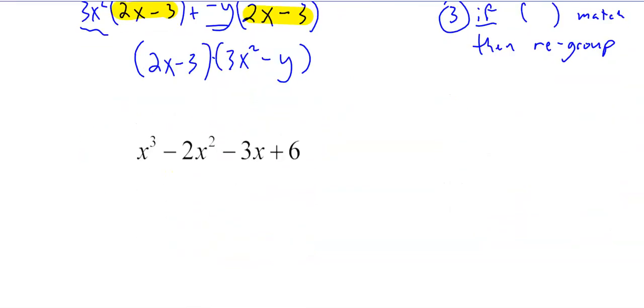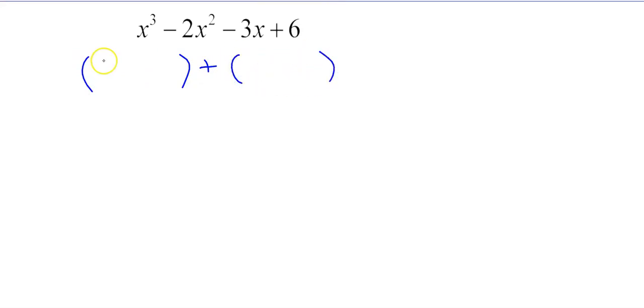You might have done this before. I'm kind of hoping you might have. So let's try again just to make sure you know what you're doing. First step, start with the shell, plus sign in between. First two terms go in the first one, x cubed minus 2x squared. Negative 3x plus 6. I didn't change the sign of anything. I just grouped them.